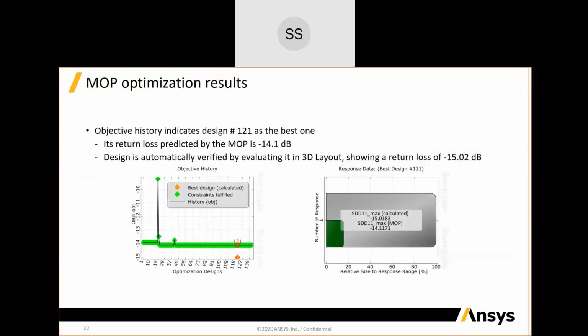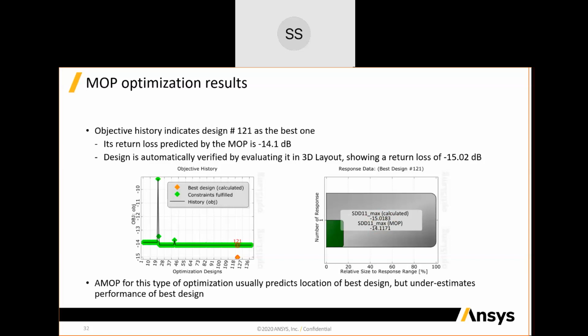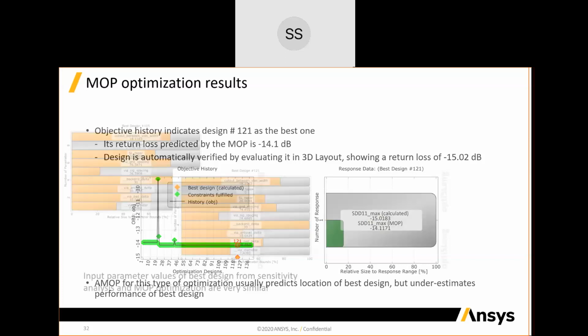And then looking at the results, we can see that the optimization ran a certain number of designs and found that the 121st design performed the best. That design was then automatically sent to 3D layout, and 3D layout evaluated that. And now we're seeing that the value predicted by the AMOP was minus 14 dB, and the actual design, once evaluated by 3D layout, had a response of minus 15 dB. So again, similar to what we had looked at with the residual plot, the AMOP underestimated the performance of the best design, but it did do a really good job of identifying where the best design would be located.